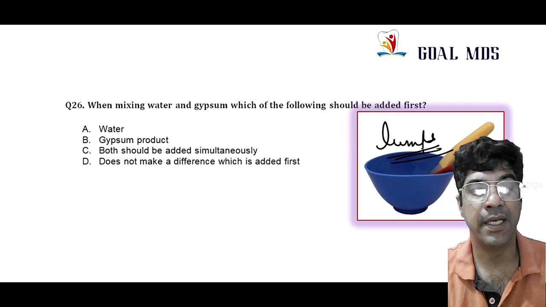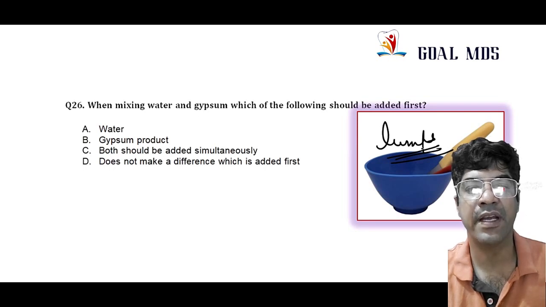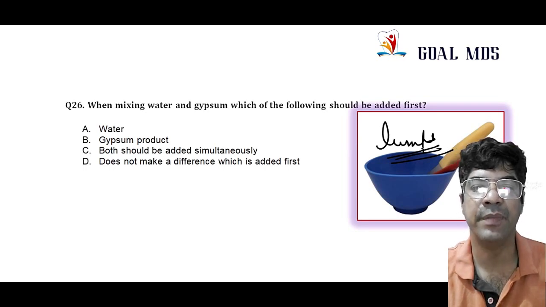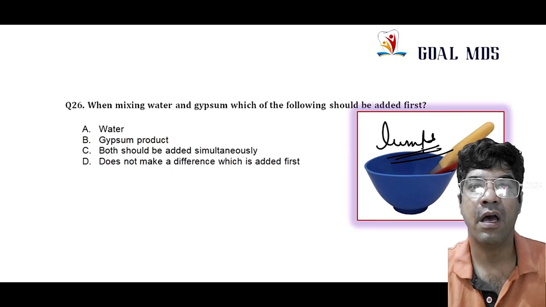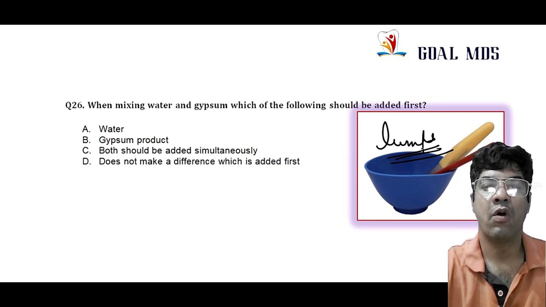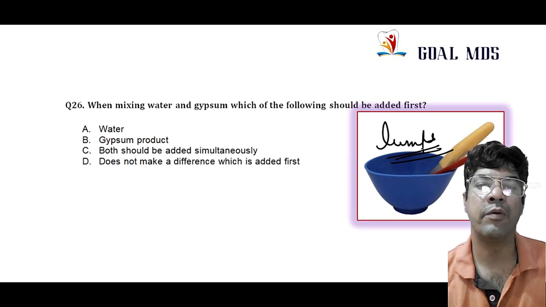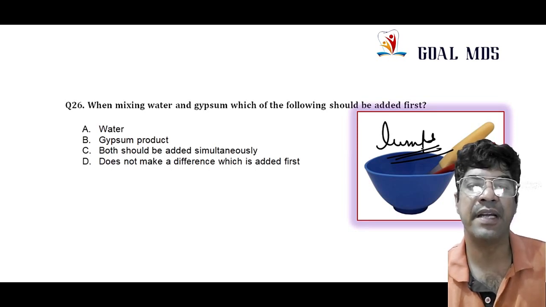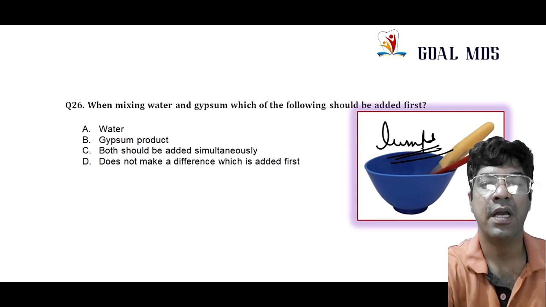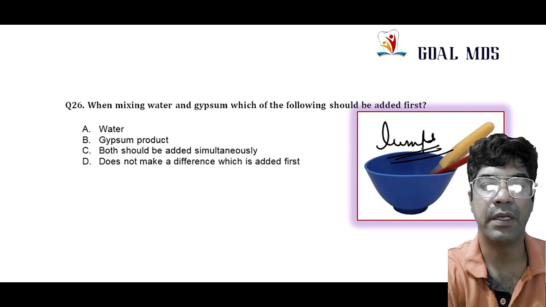There is also a reduced risk of air entrapment. Adding water first minimizes the risk of trapping air bubbles in the mixture. By adding water first, you can also adjust the water to powder ratio more accurately to achieve the desired consistency for the specific dental procedure you are performing.